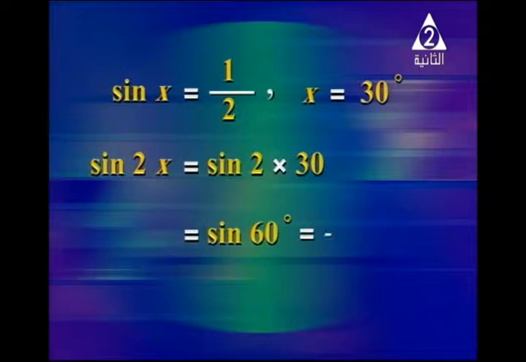Then I want you to find sine 2x. What about sine 2x? It is sine of 2 multiplied by 30 degrees, to obtain a result as sine 60. What about sine 60? Yes, you know that sine 60 equals root 3 over 2. Another example.